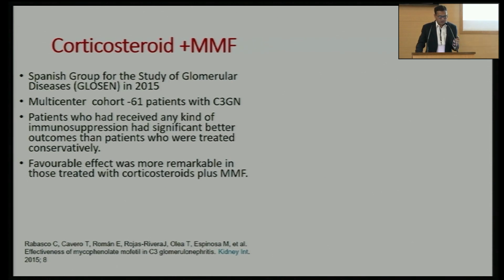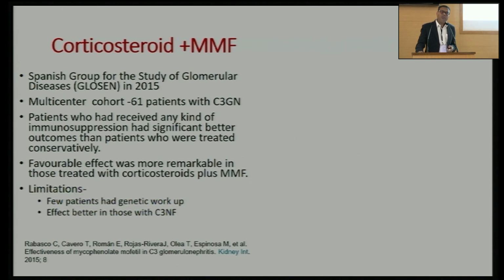This is a study from the Spanish group in 2015. They took 61 patients in 3 groups, roughly 20 patients in each group. In one group they gave steroid plus MMF, one group steroid alone or other immunosuppression, and one group placebo only. There was improvement in the patients who received corticosteroid plus MMF. But the problem with this study was that few patients had genetic workup, and the effect was better in those patients who were C3 nephritic factor positive.